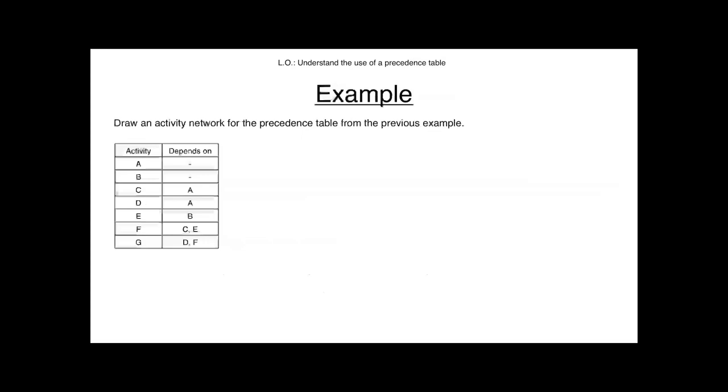So an example. Here I have a precedence table, which happens to be the one we had drawn before. That was the answer to our previous example. And now I want to draw an activity network to represent this precedence table. So let's go back to the board.